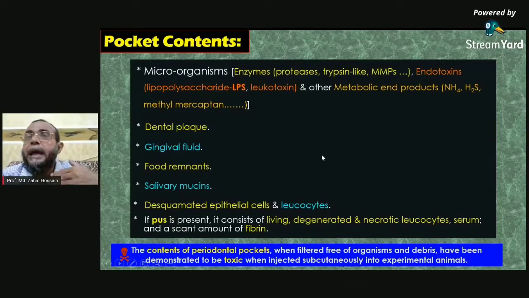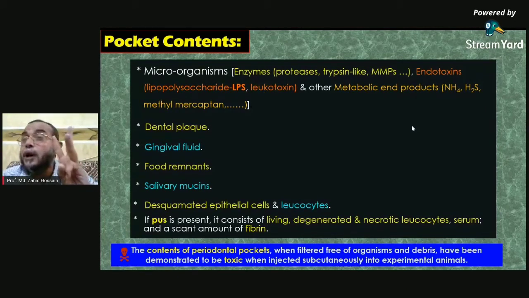And endotoxin is because they want to kill our immune cells, so they produce lipopolysaccharide. This is a very destructive type of endotoxin produced by the bacteria. Suppose Porphyromonas gingivalis and Fusobacterium nucleatum produce such endotoxin, lipopolysaccharide. It is part of the gram-negative bacterial cell wall, so they produce the endotoxin to kill our leukocytes. As the leukocytes come to fight them, to engulf them, they produce such endotoxin. They also produce leukotoxin, which directly kills the leukocytes. And other metabolic products, as I told you, they excrete after taking food.